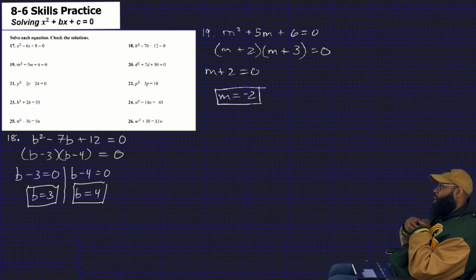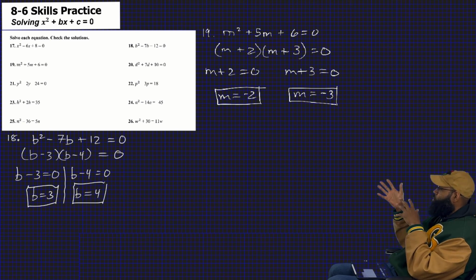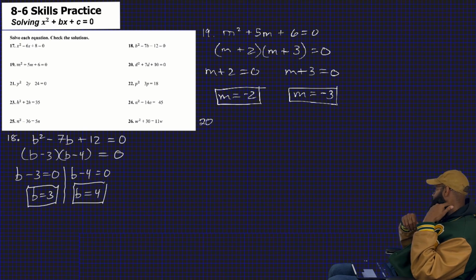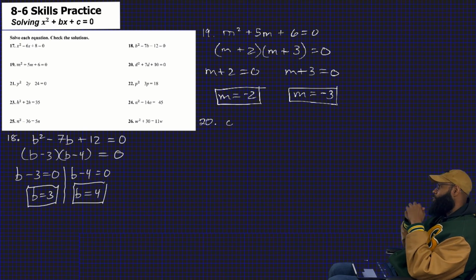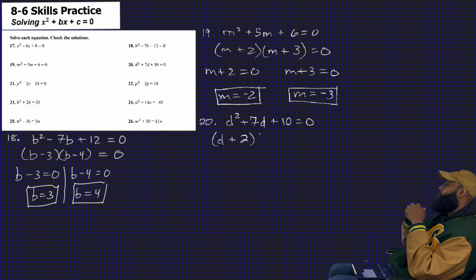So this is where I separate into my 2 equations, meaning either m plus 2 must equal 0, that's an equation, or m plus 3 must equal 0, and that's an equation. And again, guys, not showing my 1 step, just doing the 1 step. Number 20, d squared plus 7d plus 10 equals 0. And again, guys, I see it, I recognize it, I know what to do. I'm not lost, I know where to go. I'm going to take a right.